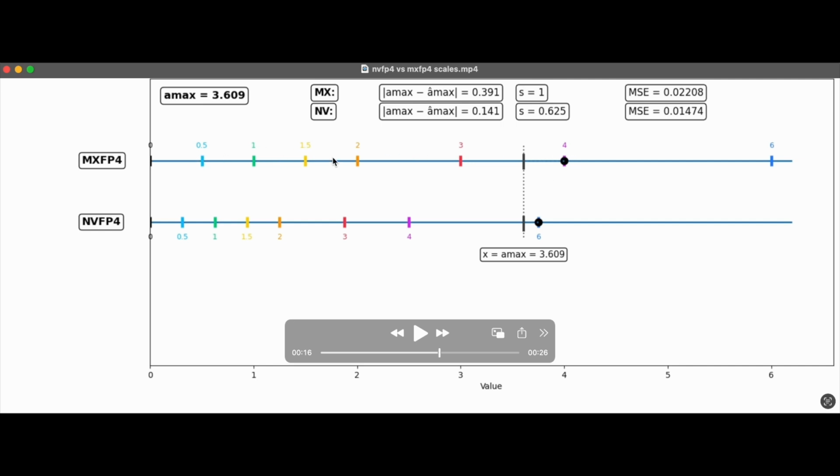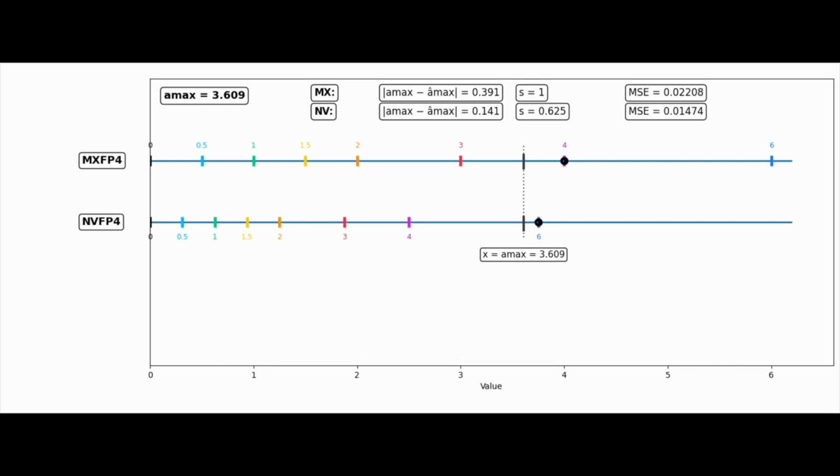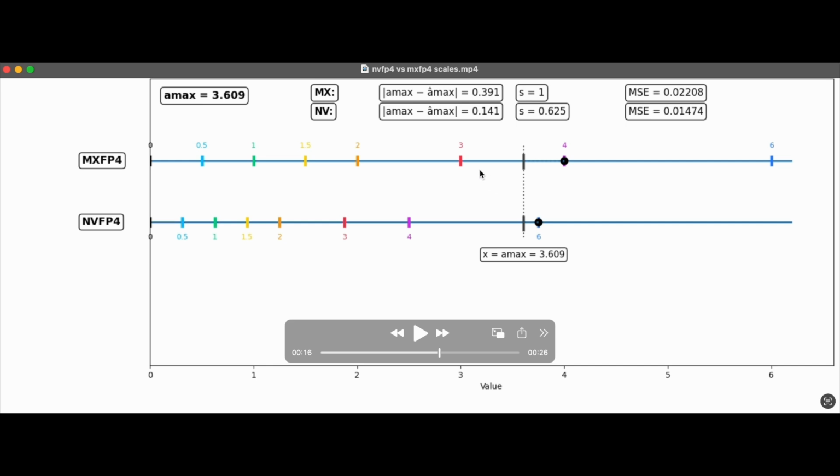In contrast, NV uses an 8-bit floating point scale, in this case E4M3. So the scale factor changes much more smoothly. That's why it can choose a finer grained value such as 0.625. On the top right, the mean squared error across the entire block is shown along with the input distribution below. As you can see, the mean squared error is clearly higher for MX.